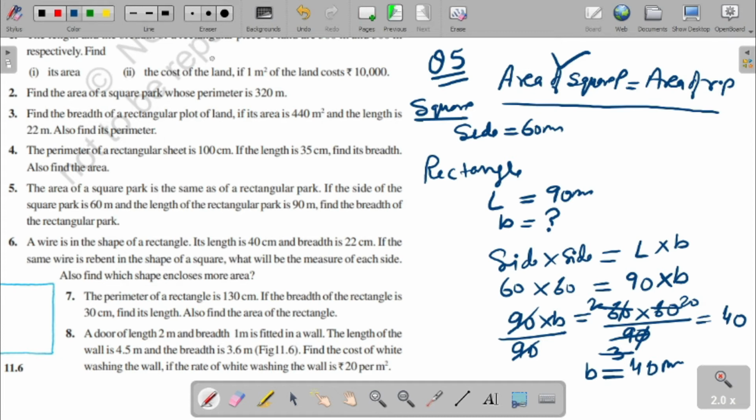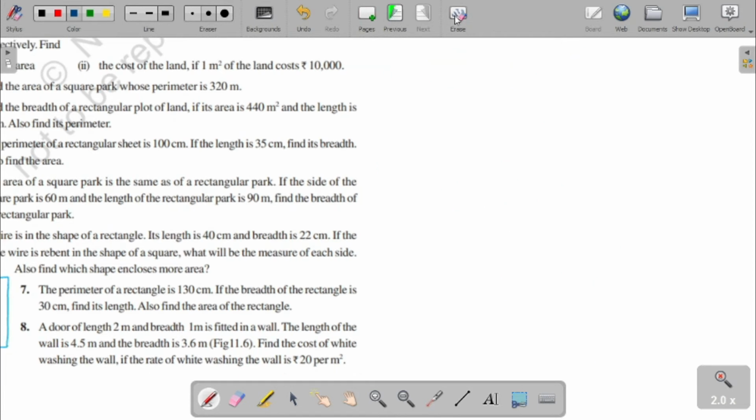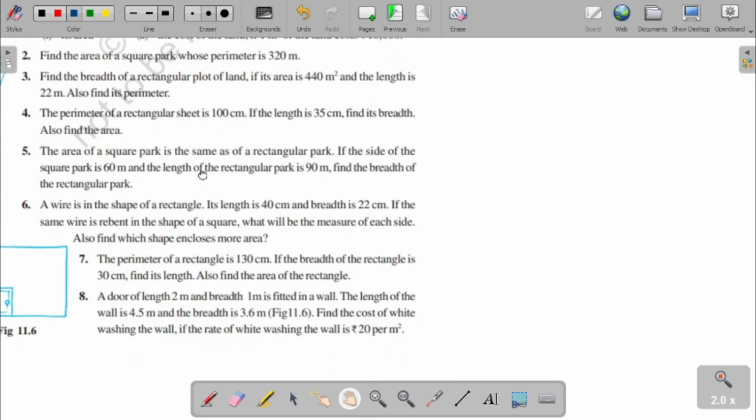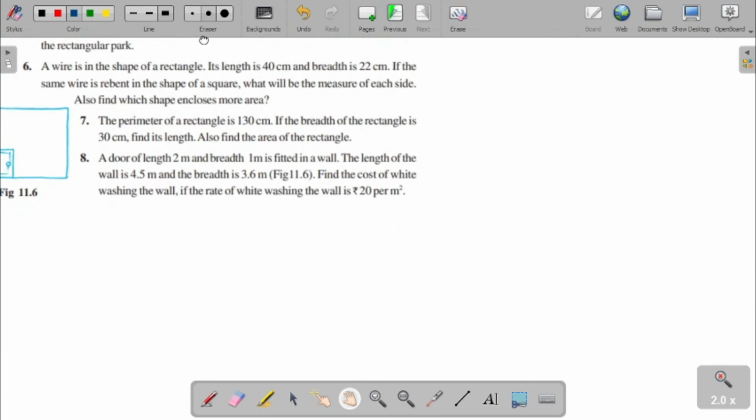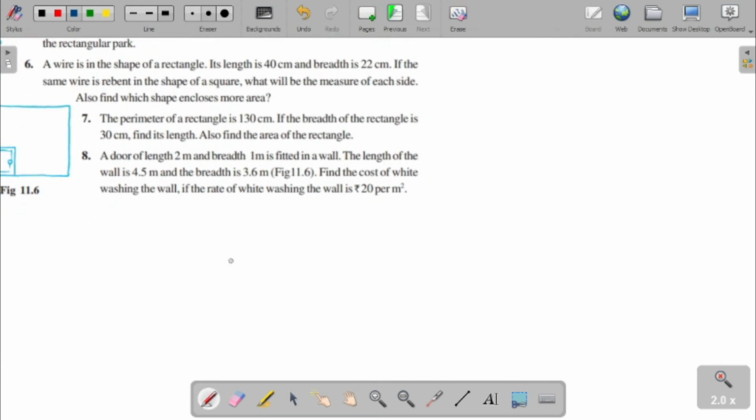Now we move to question number 6. Here is question number 6. A wire is given in the shape of a rectangle. Length is 40 and breadth is 22. If the wire is rebent in the shape of a square, what will be the measure of each side? So we have to find the side of the square.